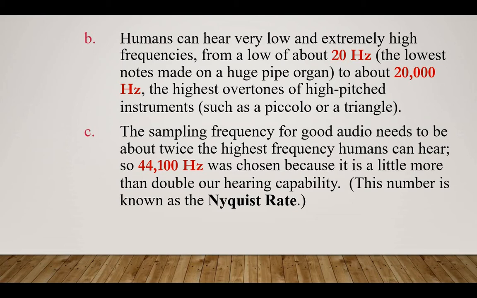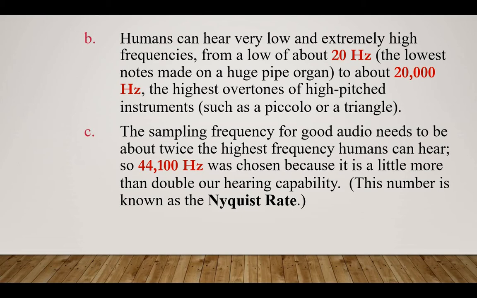Humans can hear very low and extremely high frequencies, from a low of about 20 hertz, and that's going to be about the lowest of the notes that you might hear on a pipe organ, to somewhere around 20,000 hertz, and this is like the pitches that you're going to hear that come out of a piccolo or a triangle or something like that. So that's kind of the range that we're working with, and if you ever look at the frequency response graph on many microphones, it's going to measure the range between those two values.